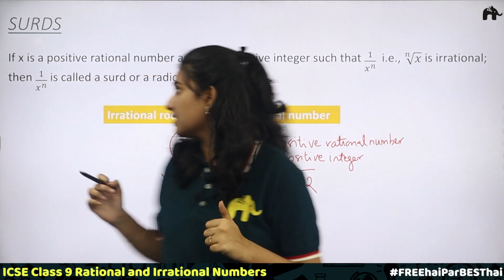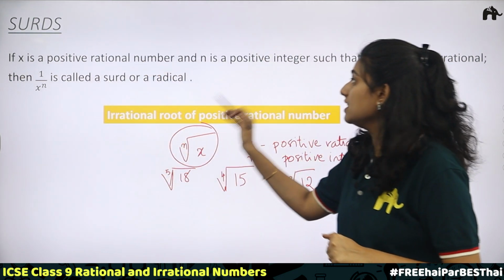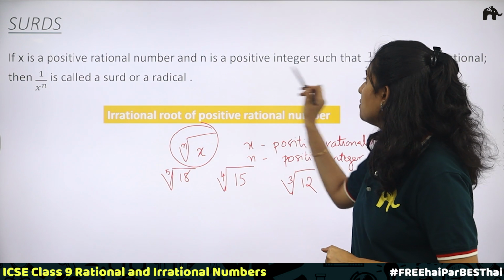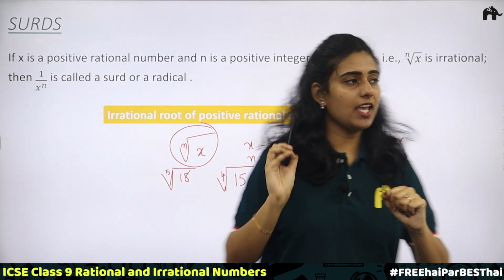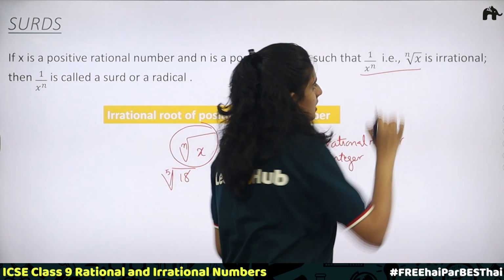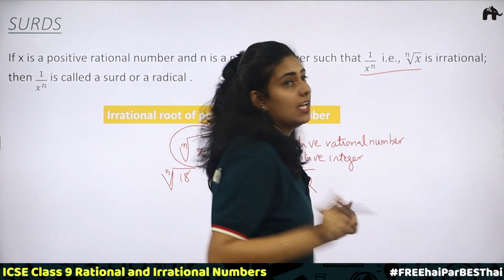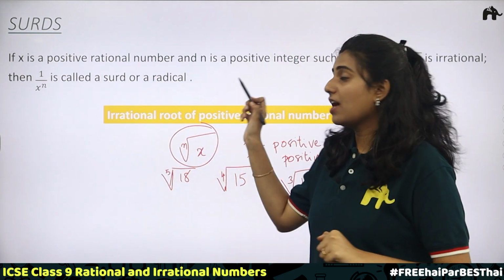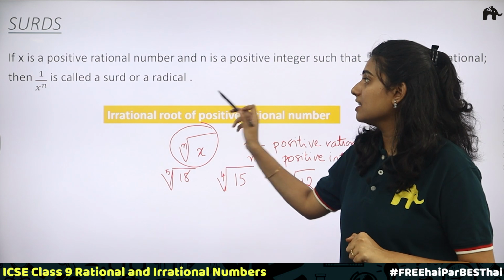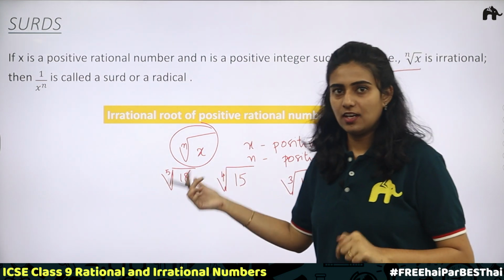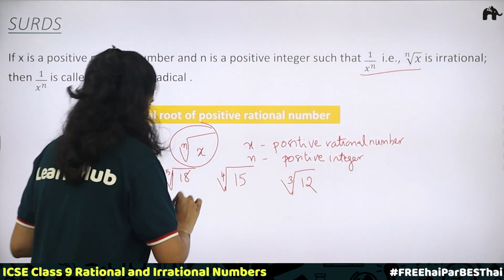So we can define surds as: if x is a positive rational number and n is a positive integer such that x raised to 1 by n, which is nothing but the nth root of x, is irrational, then x raised to 1 by n is called a surd or radical. So this is called a surd. Okay, now I'll give another example.